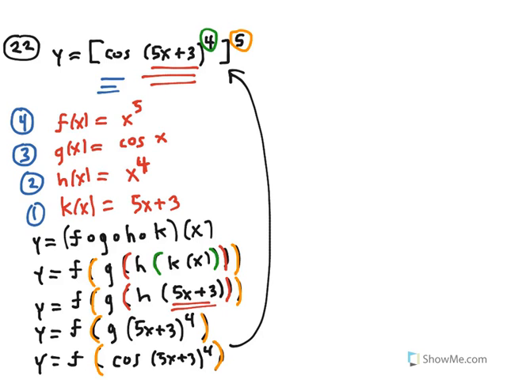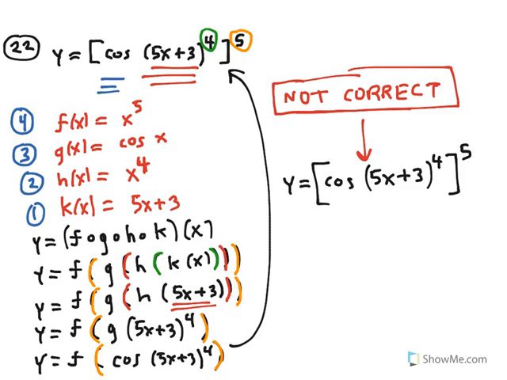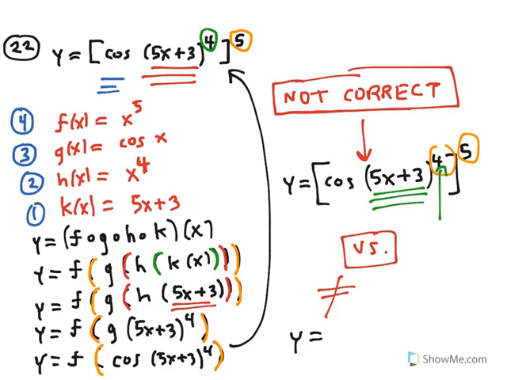One thing that students may make a mistake on is they might do the following. This is not correct. Some students might say that here you have the power of a power, so you can just multiply the exponents. But you can't do that, and the reason for that is because this exponent of 4 is applying only to the 5x plus 3. It is not applying to cosine of 5x plus 3. It is different from having it that way.